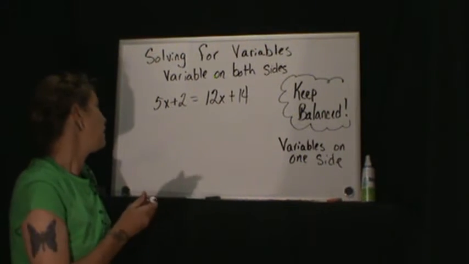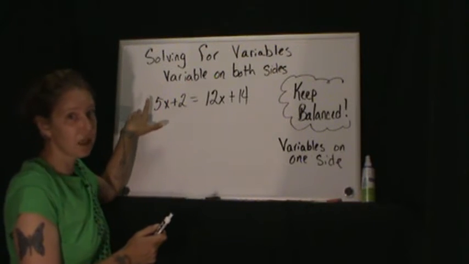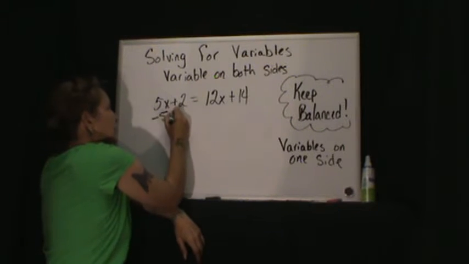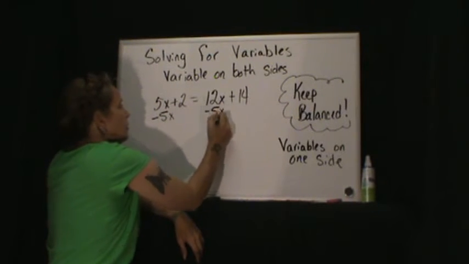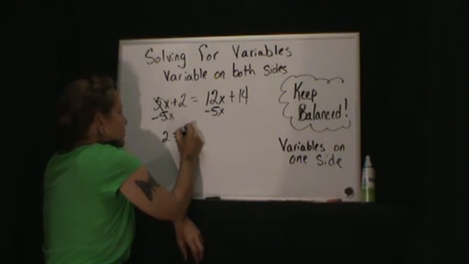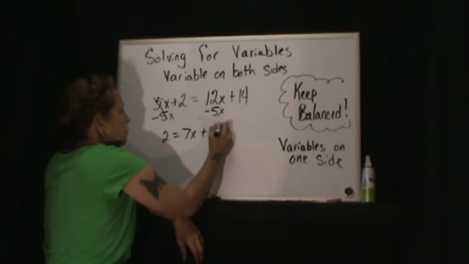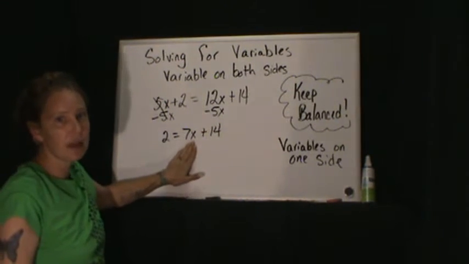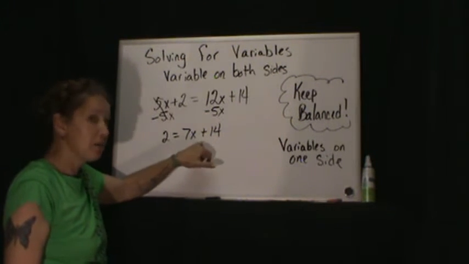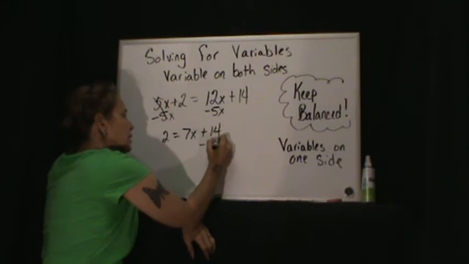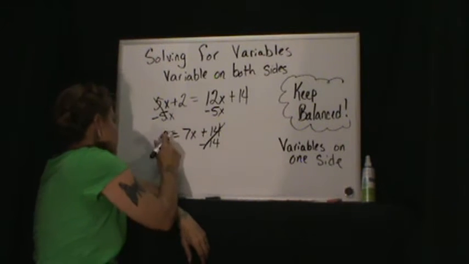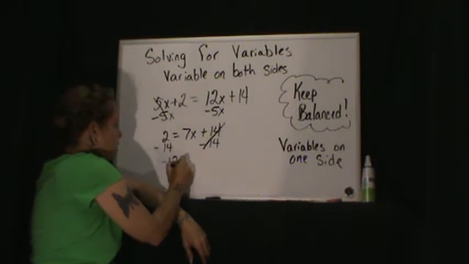So we're going to do the inverse of what's happening right here. It's a positive 5x, so we're going to subtract 5x from both sides of the equal sign. Got to keep it balanced. 12 minus 5 is 7. So we've got all our variables on one side, so we have to move all our numbers to the other. We're going to get rid of our 14. The opposite of a positive 14 is negative 14, so subtract 14 from both sides. 2 minus 14 is negative 12.